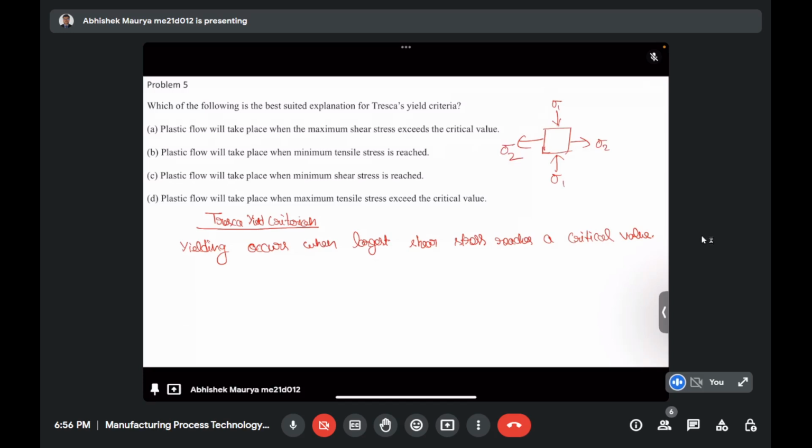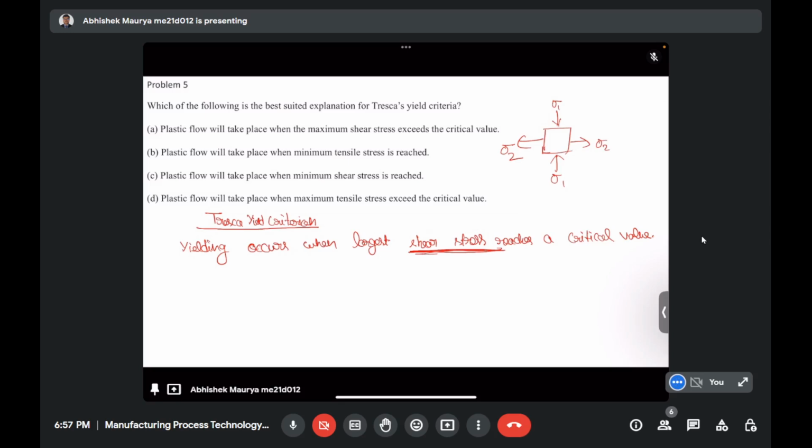So what do you think? Here we are applying just normal loads, but the Tresca criterion is talking about the shear stress. But we have applied only the normal loads. Do you think the material will fail? The Tresca yield criterion is defined with respect to shear stress, but we are not applying any shear stress. We are just applying normal loads. So what do you think? Is the material going to deform plastically or not?